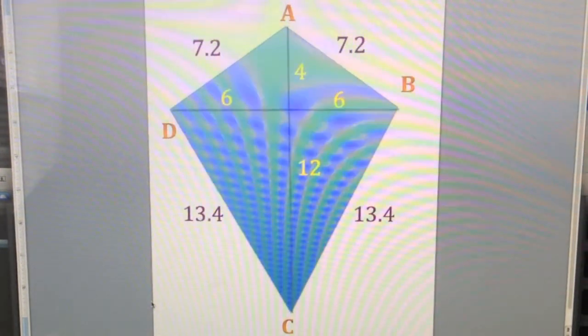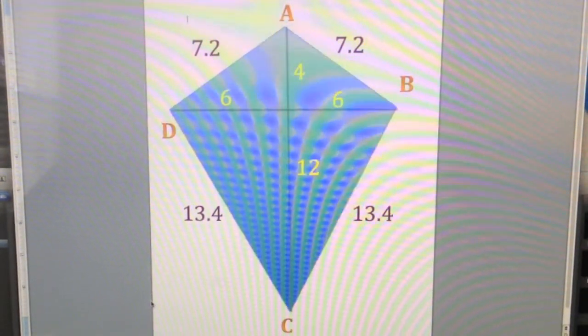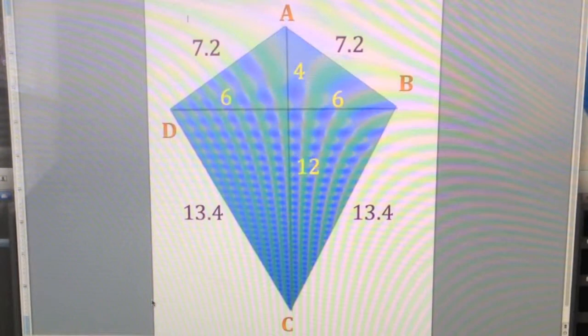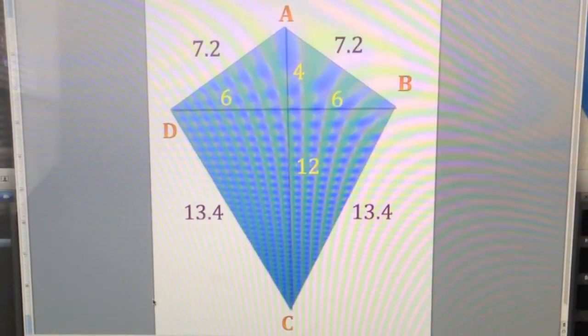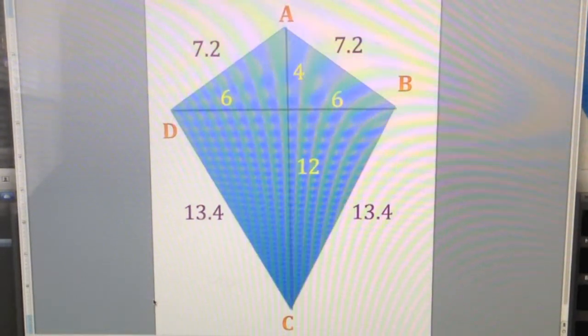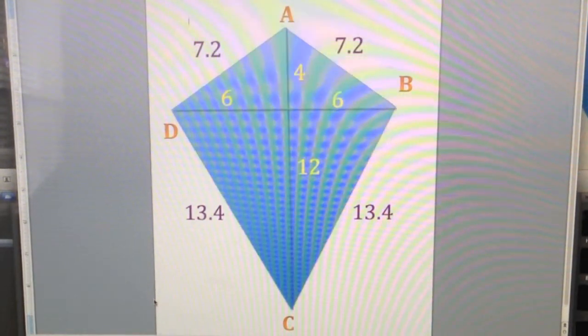We have now finished our equation. We calculated that AD and AB equals 7.2 units. Also, we found that DC and BC equal 13.4 units.